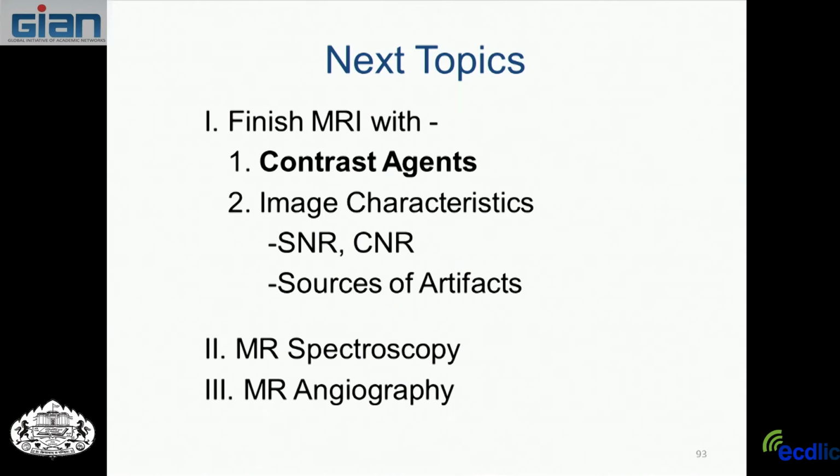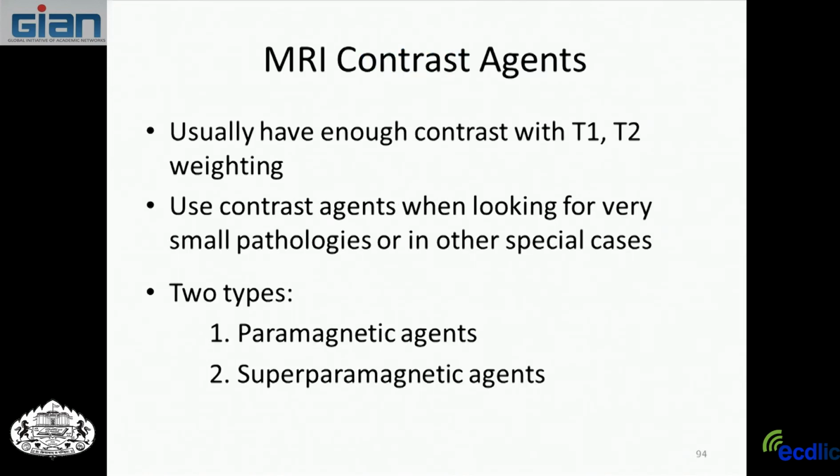Okay, so we're going to talk now about contrast agents. Now, we don't typically use contrast agents in MRI, but you may want to use them in special cases. Say you're trying to look at a tumor or something that you really want to mark better than what you can get with our tissue contrast characteristics. We usually have enough contrast with T1 and T2 weighting, but sometimes contrast agents are used when they're looking for very small or special cases of pathology.